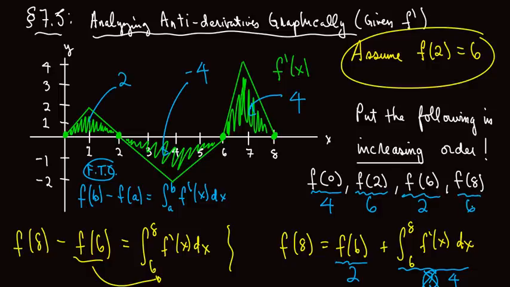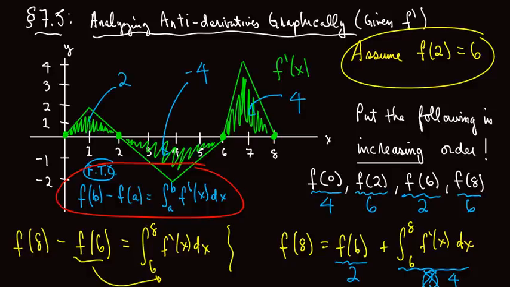And there you have it. We've computed values of the antiderivative when we were just given the graph of the derivative, f prime, and a single value of the antiderivative. And the way we connected those pieces of information was through the fundamental theorem of calculus right here. That's how we connected area under the derivative with the actual values of the antiderivative.